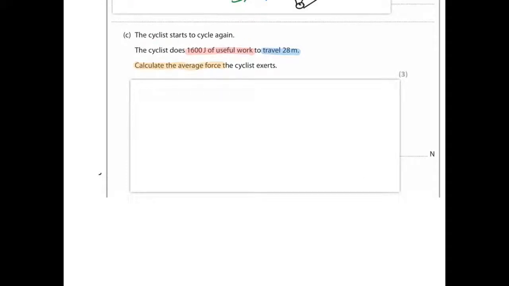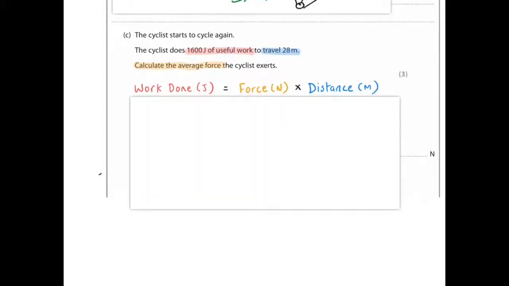The cyclist starts to cycle again. The cyclist does 1,600 joules of useful work to travel 28 meters. Calculate the average force the cyclist exerts. So this is work done, distance and force. So let's have a look. Here's the equation that ties it all together. Work done equals force times distance.